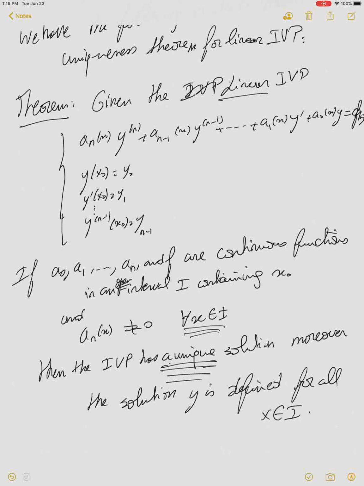This was not the case in the Picard-Lindelöf theorem. Picard-Lindelöf was about any first order IVP, not necessarily linear, and it only gave me existence and uniqueness in a neighborhood of x0. And I couldn't know how large this neighborhood is unless I solve the equation. This is telling me that on the interval I, where all my coefficients are continuous and my leading coefficient is different than 0, I will definitely have a solution. This solution will be unique, and it will be defined for the whole interval I.